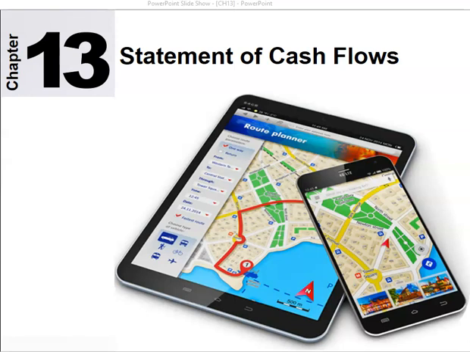All right, so for this chapter, we're going to talk about the statement of cash flows. Now, you may recall from the beginning of the course, we talked about four financial statements: the income statement, which we spent quite a bit of time on, the statement of retained earnings, the balance sheet, which we've also spent a lot of time on, and now we're going to talk about that fourth financial statement, a very, very important one, the statement of cash flows.